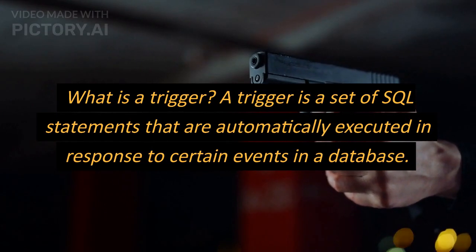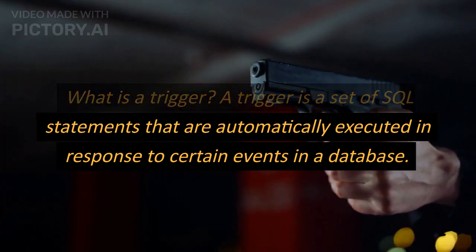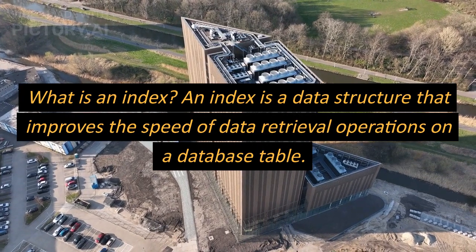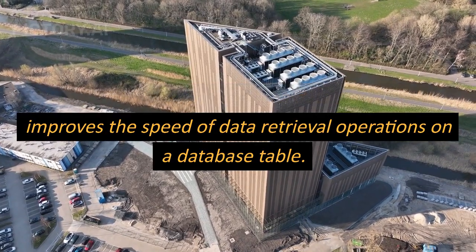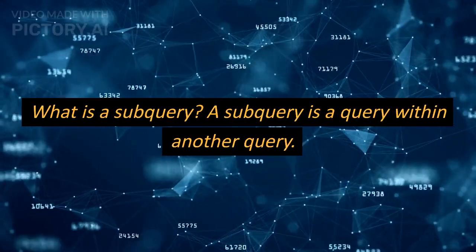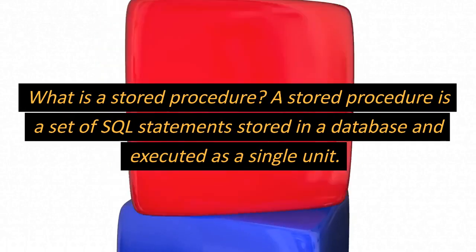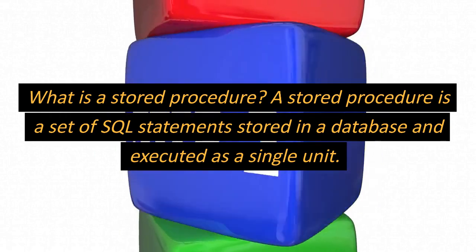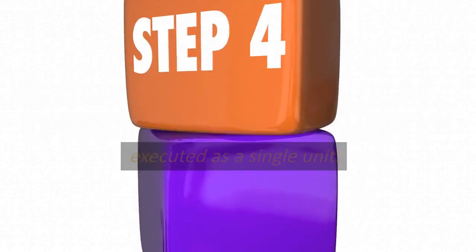What is a trigger? A trigger is a set of SQL statements that are automatically executed in response to certain events in a database. What is an index? An index is a data structure that improves the speed of data retrieval operations on a database table. What is a subquery? A subquery is a query within another query. What is a stored procedure? A stored procedure is a set of SQL statements stored in a database and executed as a single unit.